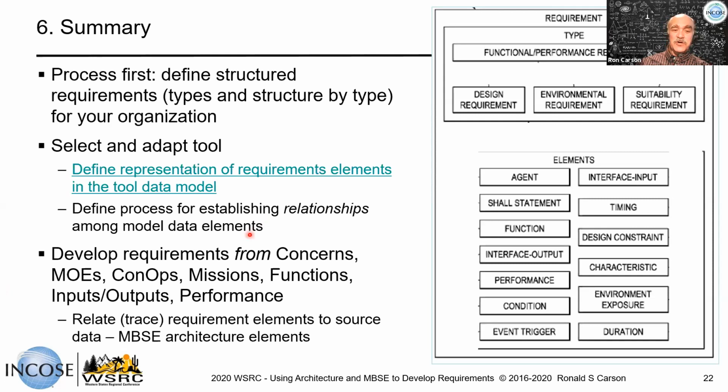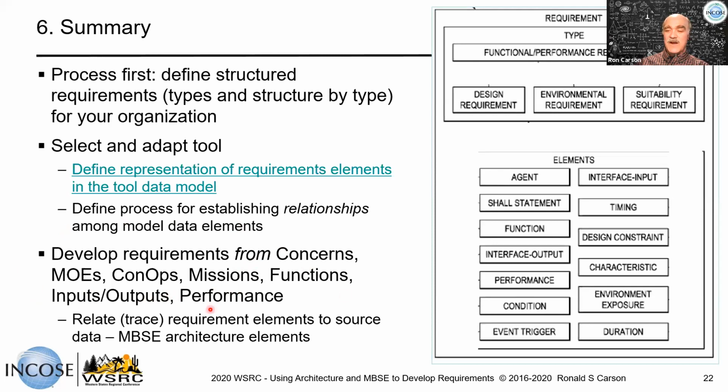Finally, I just want to urge you to develop requirements from concerns, measures of effectiveness, those various sources that are available in the architecture, stakeholder concerns, their MOEs, what are the concepts of operations and maintenance and testing? What are the system missions? What are the functions that are derived from all these things? What are the associated inputs and outputs, the conditions, the trigger events? What are the associated performance attributes? And then we have to relate these requirements elements to the source data, the MBSE architecture elements.